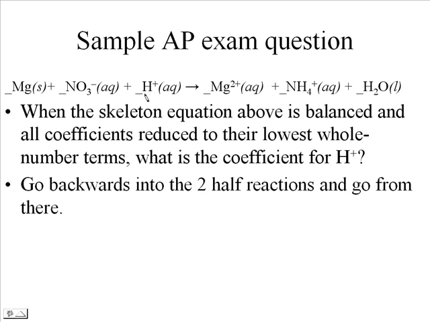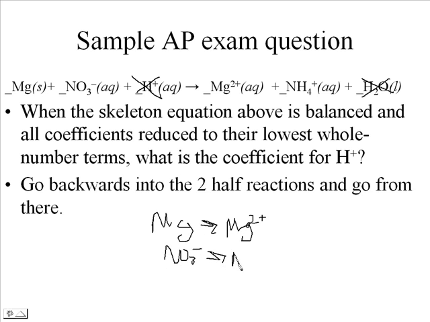And so what you have to do is you have to go backwards. You have to take out this H+, take out that water, and start over and make your 2 reactions where you go Mg makes Mg2+, and NO3- becomes NH4+. That's the only way you can figure out what that coefficient for hydrogen is going to be.